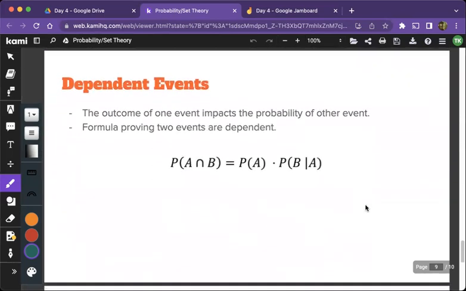Dependent events: the outcome of one event impacts the probability of other events. The formula proving two events are dependent is the probability of A and B is the probability of A times the probability of B given A. And again, we'll talk about B given A, this line in the middle, in a second.